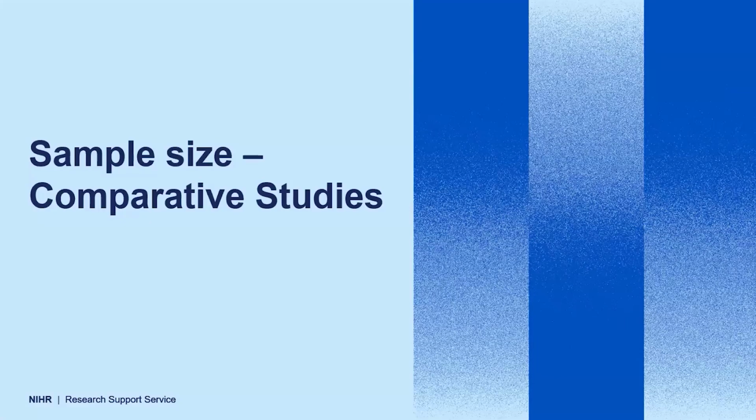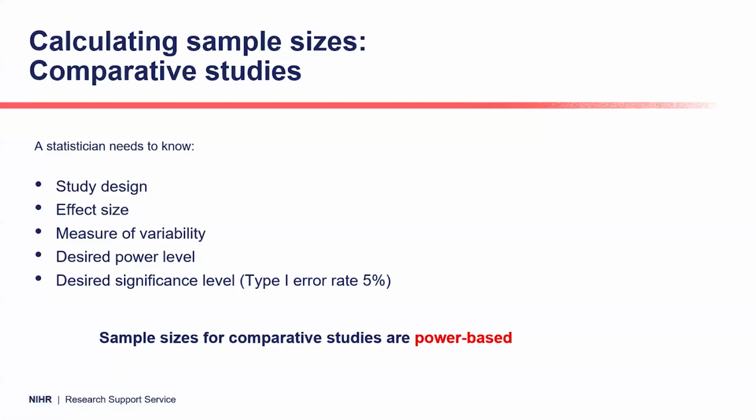So now let's look at sample size calculation for comparative studies. In order to do a sample size calculation for a comparative study, the statistician needs to know about the type of study design, the effect size, a measure of the variability, the desired power level, and the desired significance level, which is actually also known as the type 1 error rate. We'll talk about that later, and it's usually taken at the 5% level. So we need to know quite a lot, really.